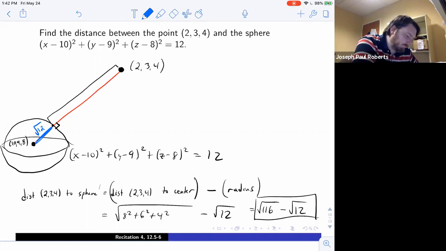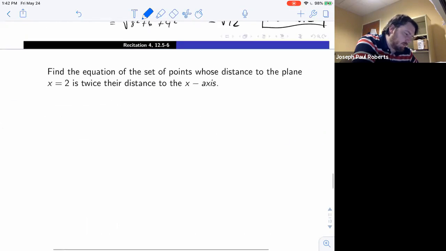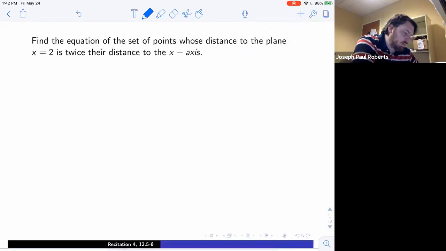Okay. So find the equation of the set of points whose distance to the plane x equals 2 is twice their distance to the x-axis.